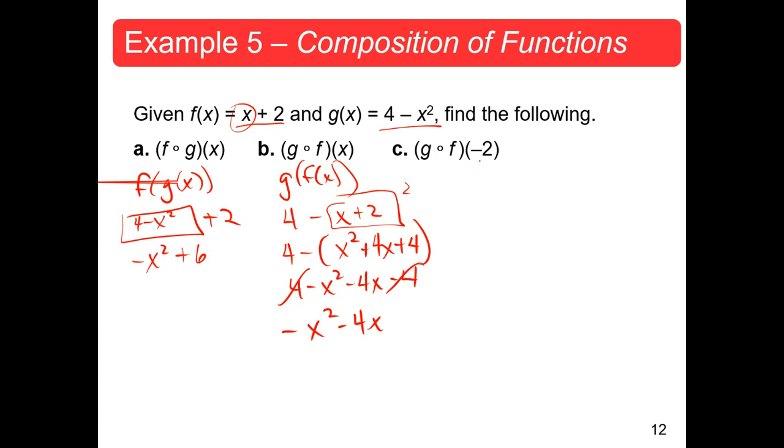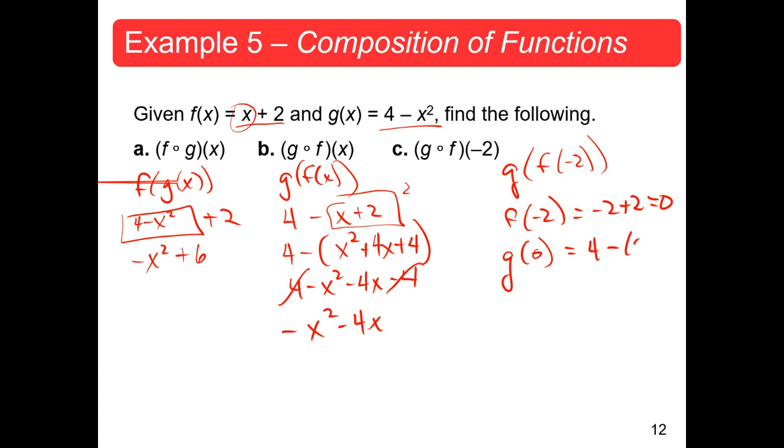Lastly, we're going to plug in negative 2 into f first, and then plug that in to g. So this will be f of negative 2 is negative 2 plus 2, which is 0. So then I'm going to plug that into g. So it'll be 4 minus 0 squared, which is just 4.